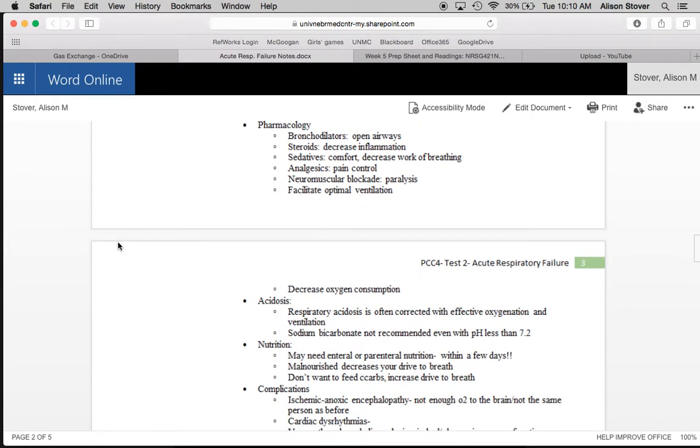Pharmacology in ARF: bronchodilators, obviously to open airways, steroids, you want to decrease all the inflammation in the airway. Sedatives, if your patient's hypoxic, they could be anxious, so you do want to offer sedatives to comfort them, calm them down, and you want to decrease their work of breathing. Analgesics for pain control, neuromuscular blockade that causes paralysis. Precedex, I believe, is one. I'm not sure if you learned about it in class. Anything to facilitate optimal ventilation.